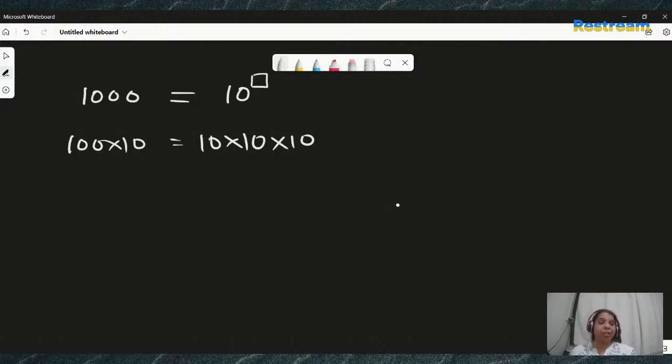Okay, and they want us in powers of 10. So 1000 is what? 100 into 10, that is equal to 10 into 10 into 10. So how many tens are there? 3 tens are there. So here we can write 10 raised to 3.